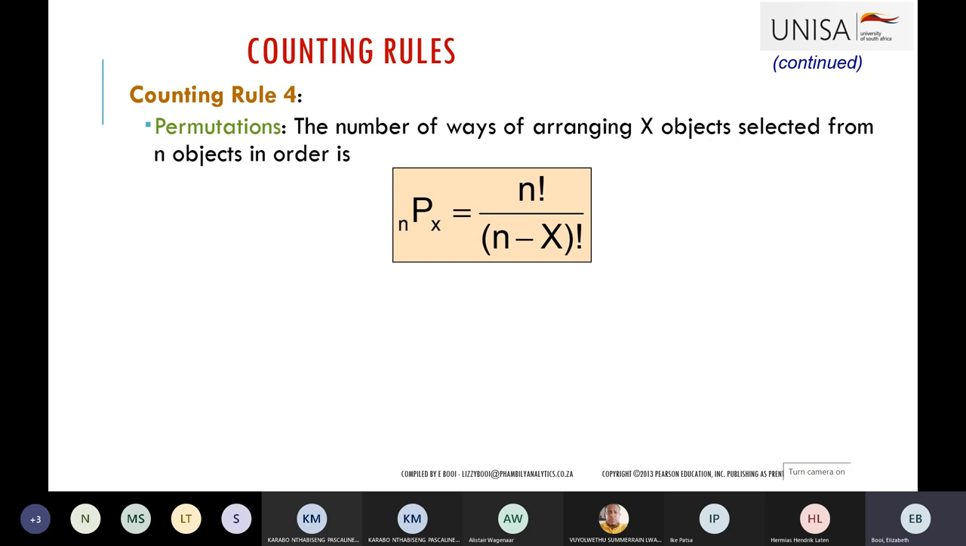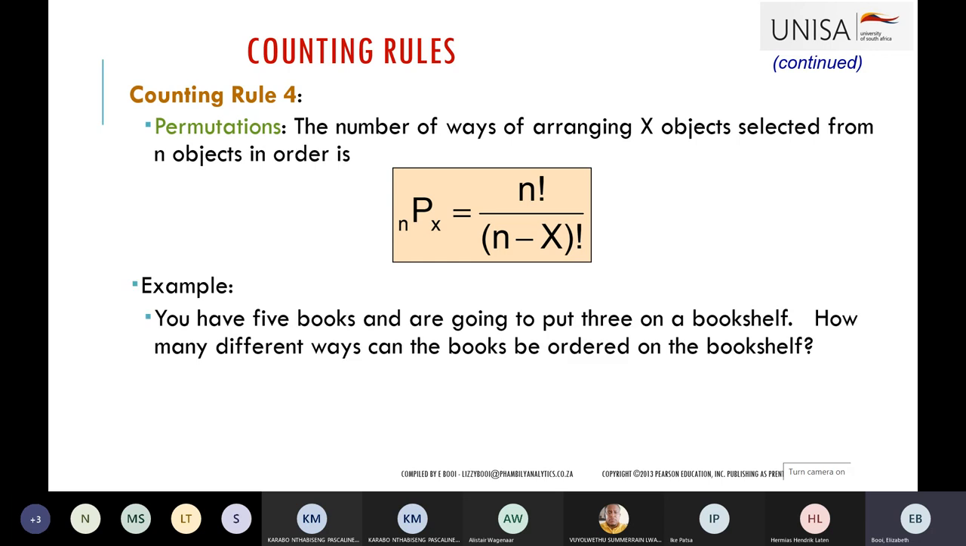With permutation, we said there is an order or preference in terms of how you do things. Therefore, permutation tells you the number of ways you can arrange objects from n objects in an order, or when you have a preference. We used an example of having 5 books that we're going to put on 3 shelves, and we wanted to know in how many ways we can place those books in an ordered manner. Because there is an order, we use permutation, and permutation nPx is n factorial divided by n minus x factorial.